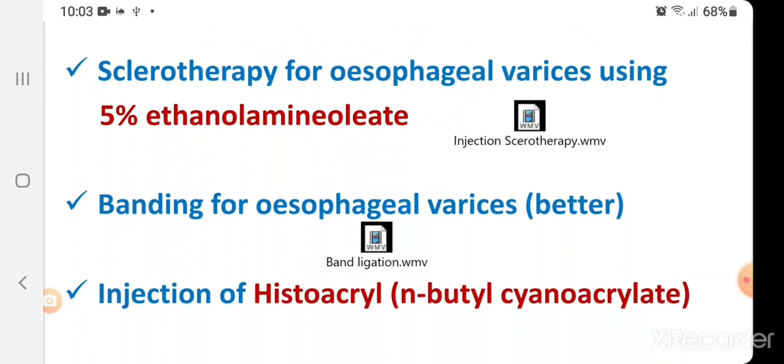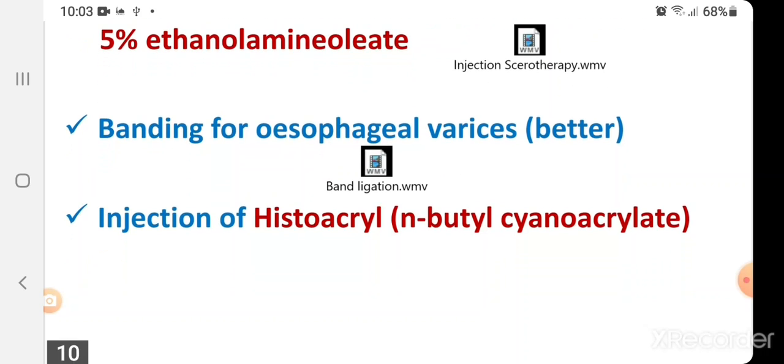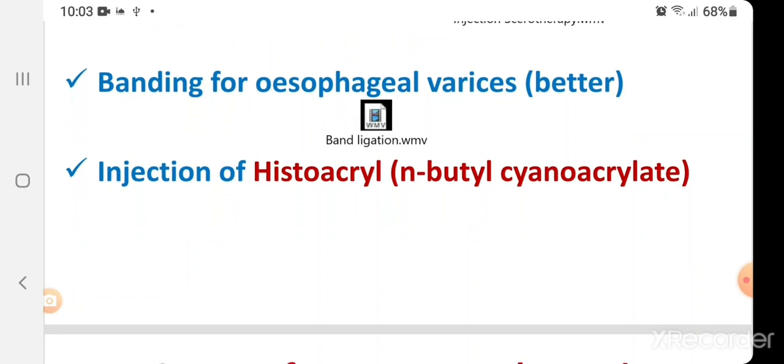This is sclerotherapy. I will show this video separately after this lecture. After this second part, I will show you this is sclerotherapy for severe varices. I have shown you this video before, and I will show it again. And this is banding, also of severe varices. I will show it to you again. Injection of histoacryl for gastric fundal varices.